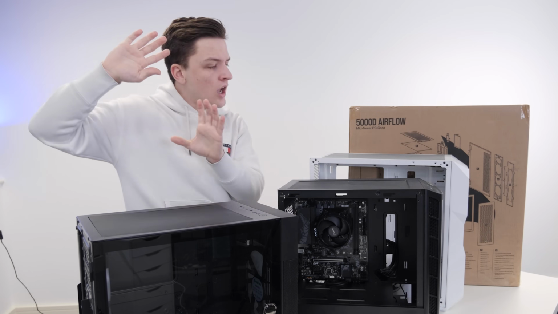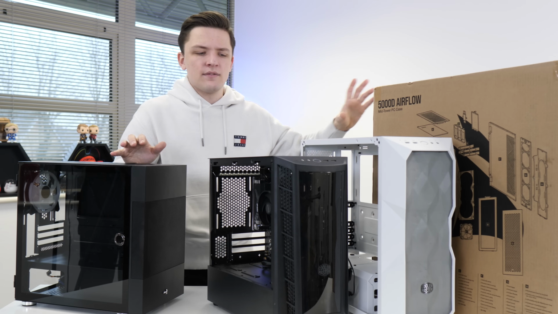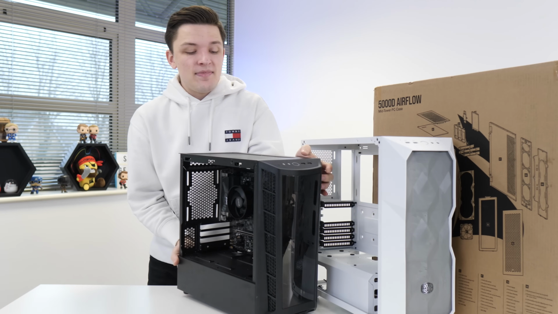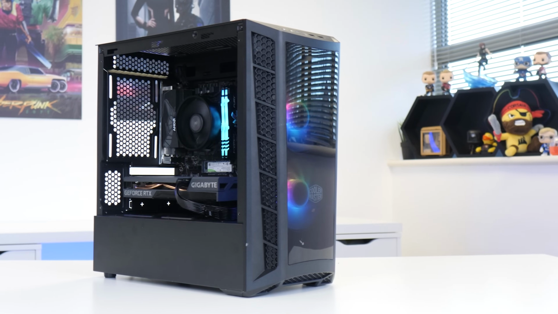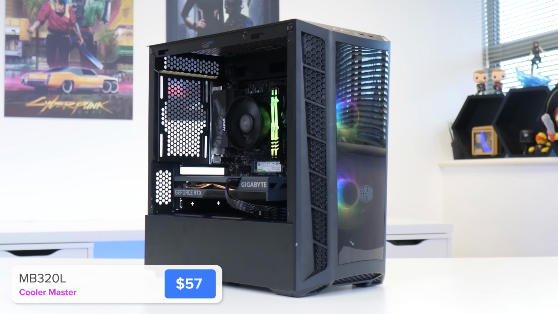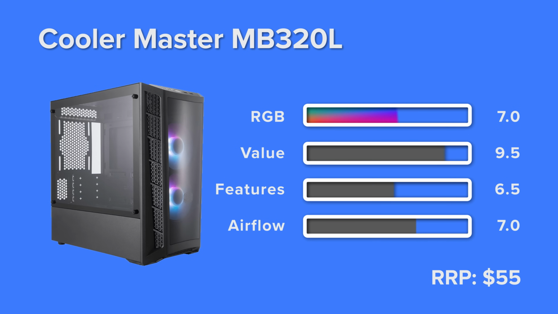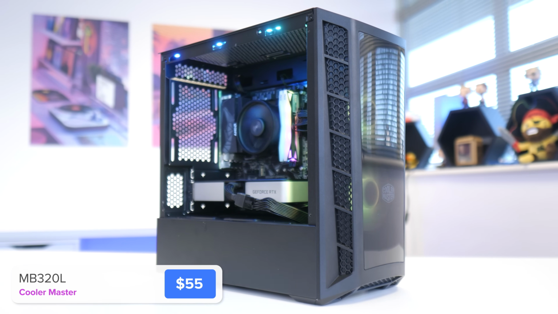Now, I'm not actually going to start off with the cheapest or the most expensive. Instead, start off with the best of both worlds, with the best case that sits in that middle of the road market. This is the Cooler Master MB320Al or MB311Al. The 320 has an acrylic front panel, so isn't quite as good on airflow, but the 311 is probably a better buy, with mesh all at the front complementing the extra ventilation on either side.